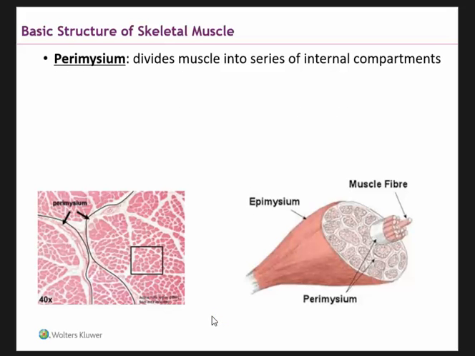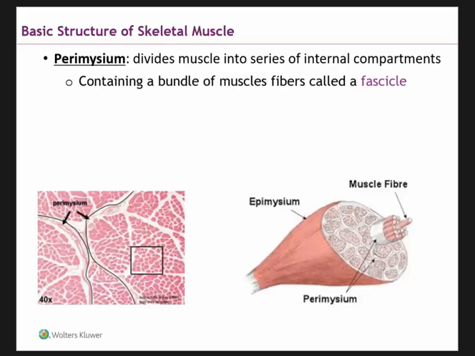Next is the perimysium. So we're one layer deeper. Now here we've got all these individual fascicles, and that's what the perimysium is. It divides muscle into compartments, and those compartments contain a bundle of fibers called a fascicle. So let's talk about this layer. It's responsible for shaping and organizing muscle fibers into groups and transmitting force to the epimysium.